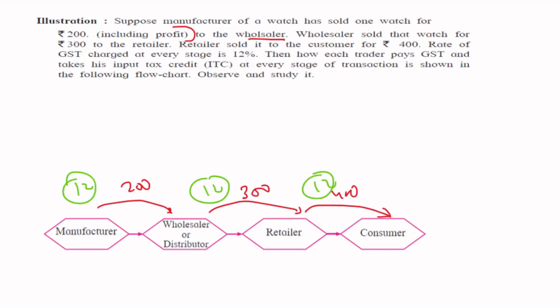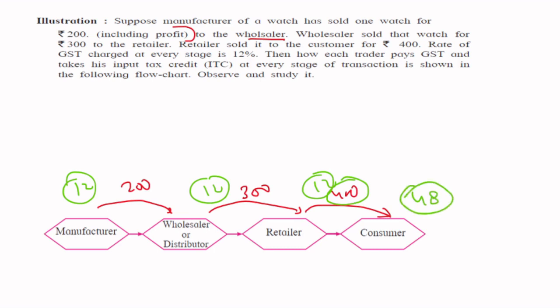Then how does each trader pay GST and take his input tax credit at every stage of the transaction? Okay, that we need to check. As per the definition I told you, the consumer has to bear all the taxes, so on 400, 12% GST is how much?